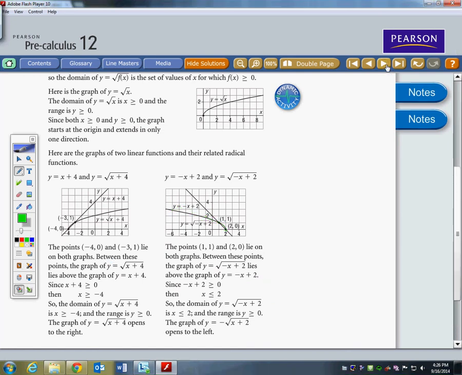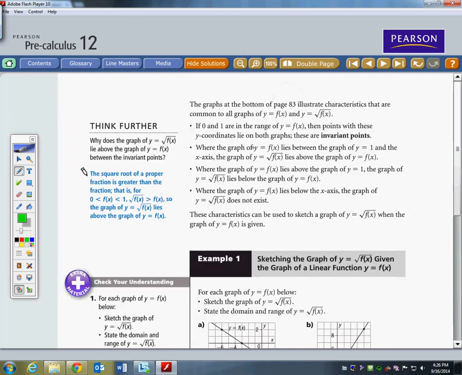Looking at the next page. Here we go. This is what I mentioned. If 0 and 1 are in the range of y is equal to f of x, so in other words, if the y value of 0 and the y value of 1 exist, then these also exist in the square root, in the radical version of it. So these are invariant points. They're in both of them.